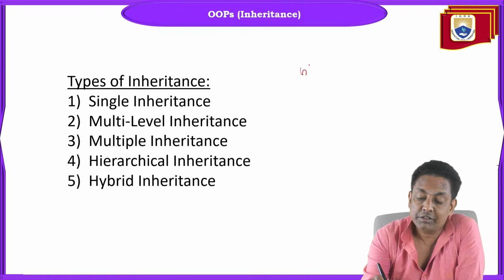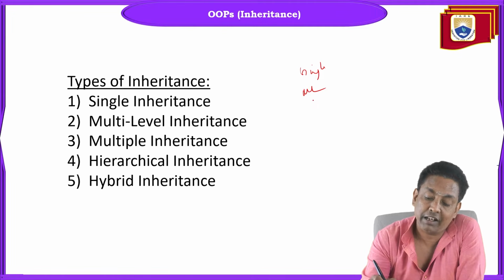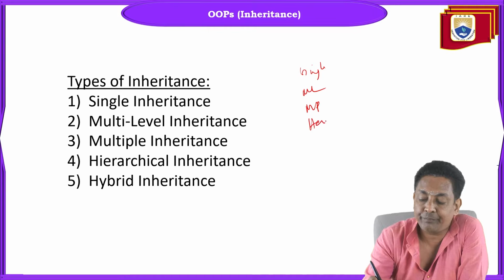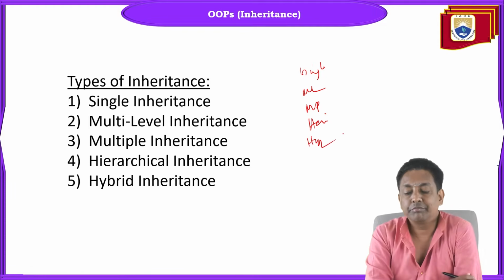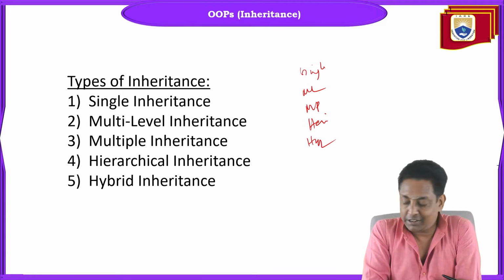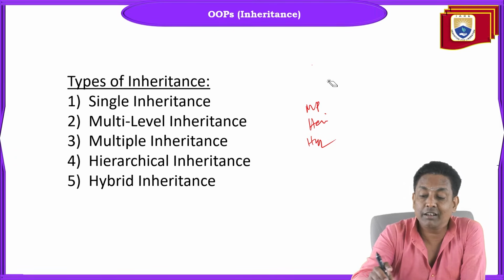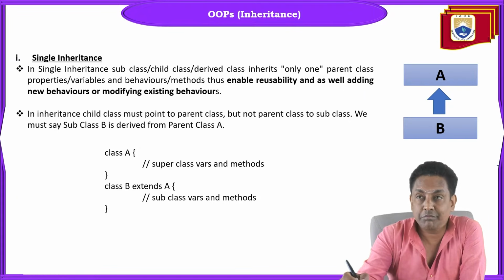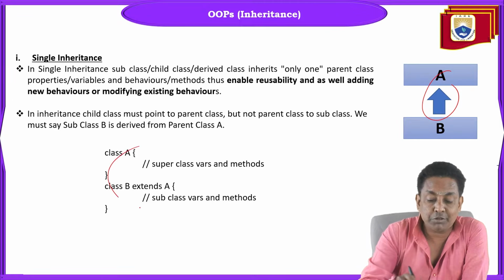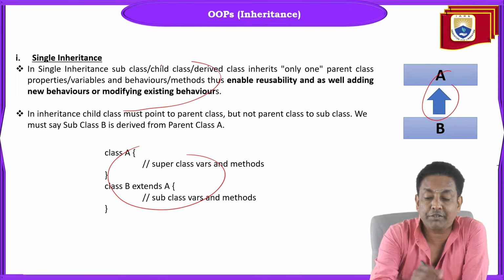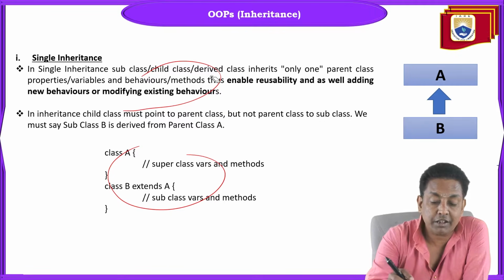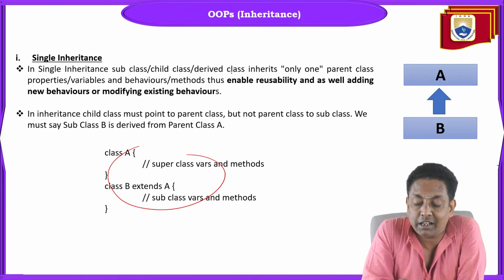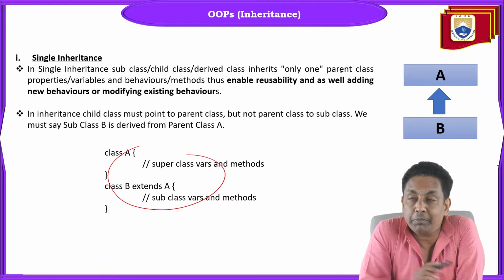Inheritances are of five types: single inheritance, multi-level inheritance, multiple inheritance, hierarchical inheritance, and hybrid inheritance. So what does it mean? Single inheritance, we'll see with an example. For each type of inheritance, I've given one diagram on the right side, and here one source code is also given, and some explanation is given here. If you come to single inheritance, in single inheritance, a subclass or child class or derived class inherits from only one parent class.